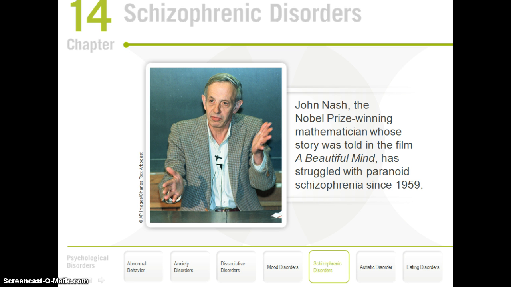Schizophrenia also tends to bring deterioration in the quality of a person's work, social relations, and personal care. A variety of perceptual distortions may occur, with auditory hallucinations being the most common. Schizophrenics frequently hear voices of non-existent or absent people talking to them. The Nobel Prize-winning mathematician John Nash has struggled with paranoid schizophrenia since 1959. His story was told in the film A Beautiful Mind.